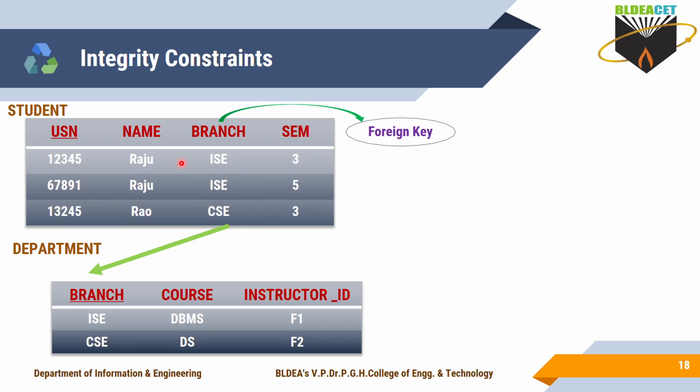So how is it related? With the help of one of the keys here. That key is what we call a foreign key. Okay, student and department are related with the help of one key, that is what we call a foreign key. If you want to take a foreign key, then in another table that attribute must be the primary key. In the department table, branch is the primary key here. And if you take the same attribute in the student table, that attribute is what we call a foreign key.